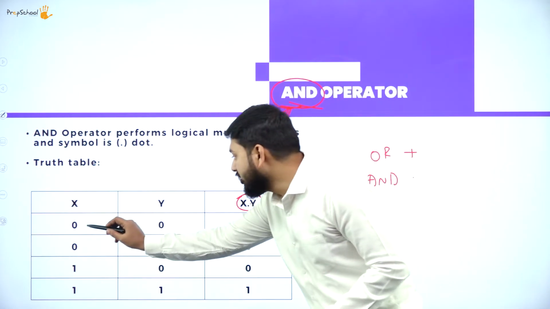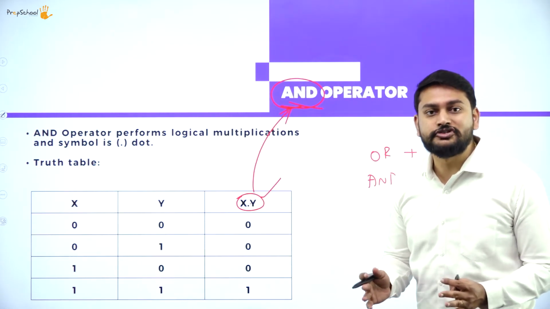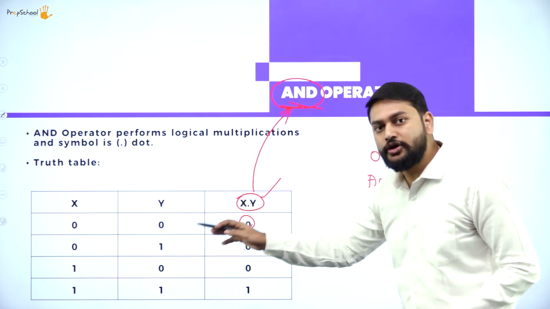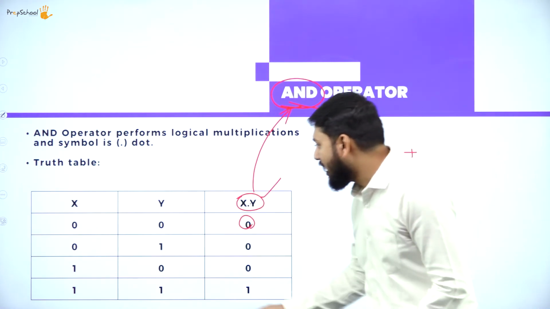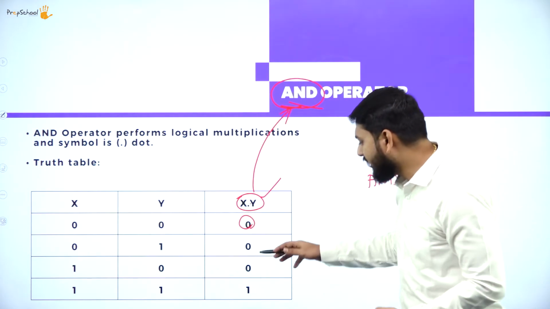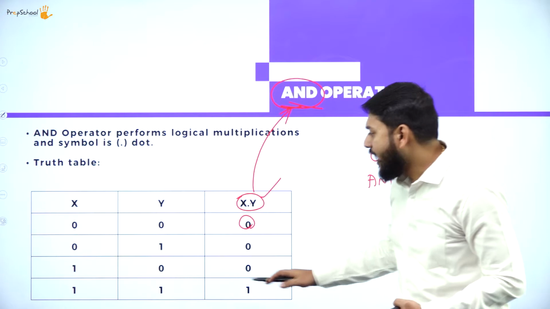I have 0 into 0. So what do I have? 0 into 0. Obviously, it is 0. All right. So 0 into anything is 0. So directly I will just write, wherever I have 0 in any one column, directly I will just write 0. And I have 0 here.